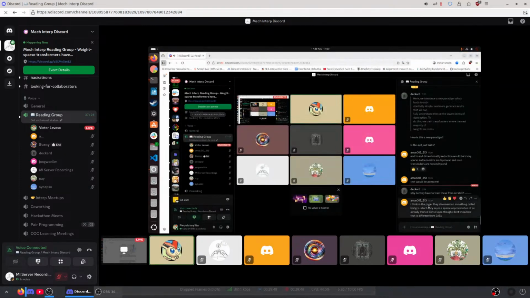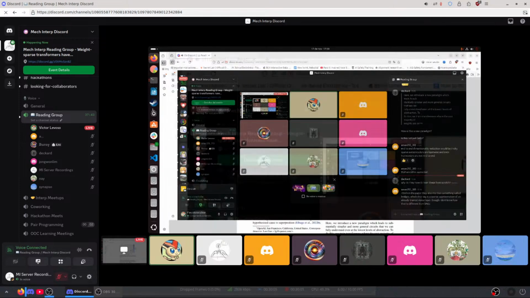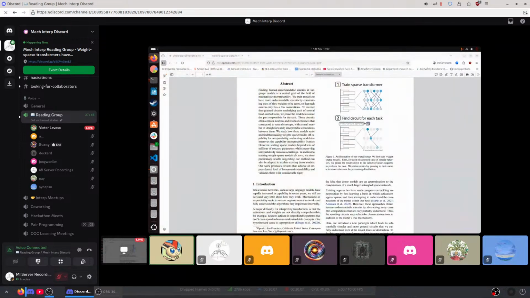Amand says on the chat, I'm putting it here so people on the video can see, that he thinks the paper also mentions something called bridges, a sparse approximation array trained dense layer. But yeah, it's hard to know how it's different. Maybe it's like a sparse encoder. Well, actually, it's not the same sparsity as in sparse encoder, right?